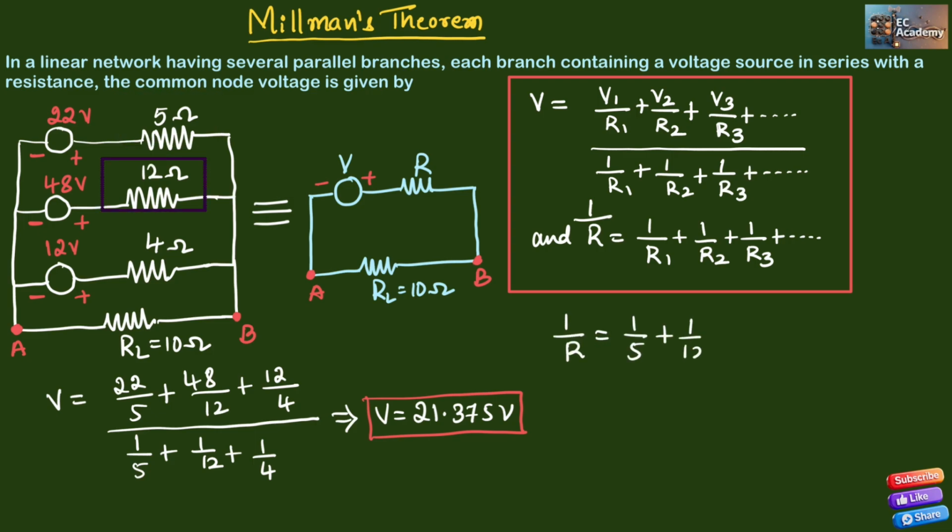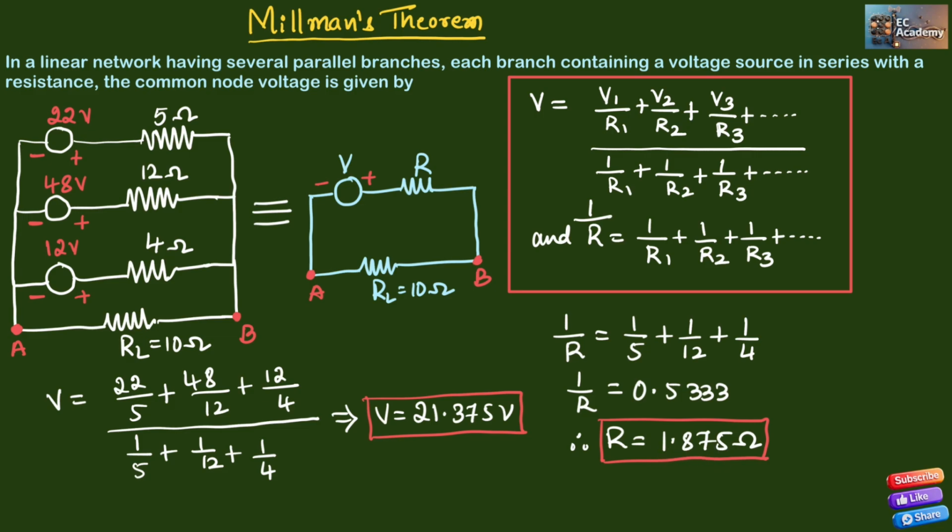Therefore, 1 by R is equal to 0.5333. Therefore, R is equal to 1.875 ohm. So we have found the value of R by taking the inverse of this value.